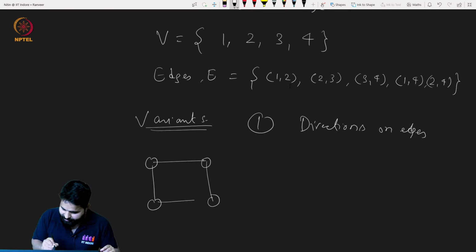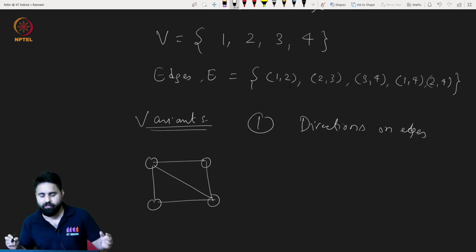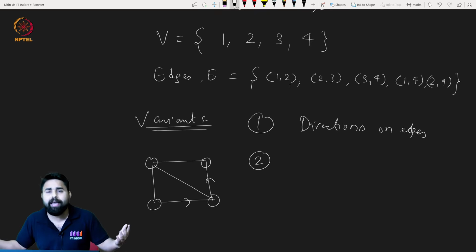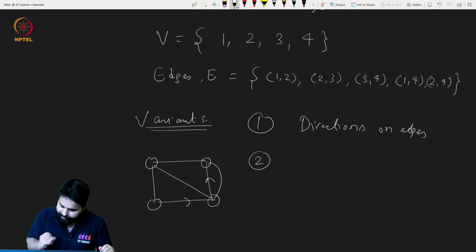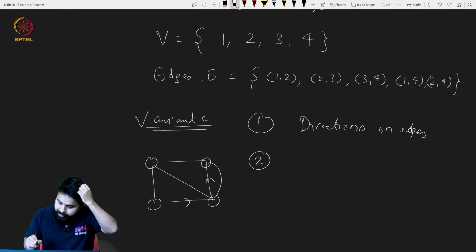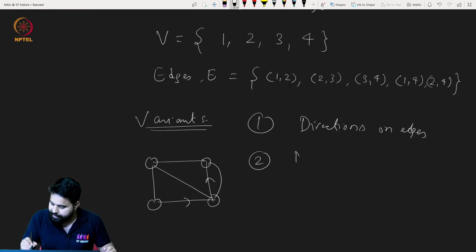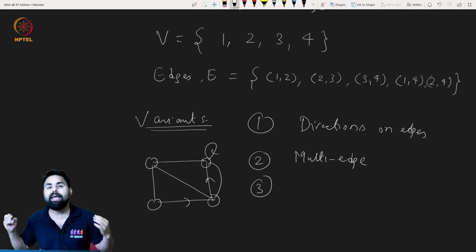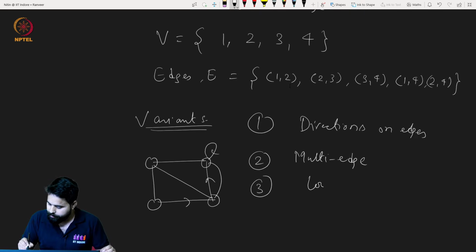Even though we will not be using many variants in this course, the first variant is that there can be direction. Another variant is that there can be more than one edge between any 2 vertices. In the case of undirected graphs also, there can be more than one edge, and such edges we call multi-edges. The third variant is that there could be a loop, basically an edge from a vertex to itself.